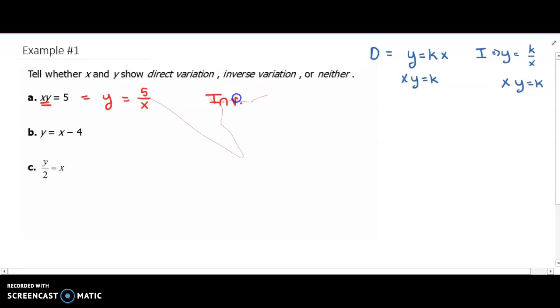Oh, my pen's messed up. Okay, if I look at b, notice b is a linear function, and it's not in the form of direct or inverse variation, so this would be neither. That's totally a thing. It doesn't have to be one or the other. And then if I look at here, if I rewrite this a little, I can write it as y equals 2x, and that would be direct variation.